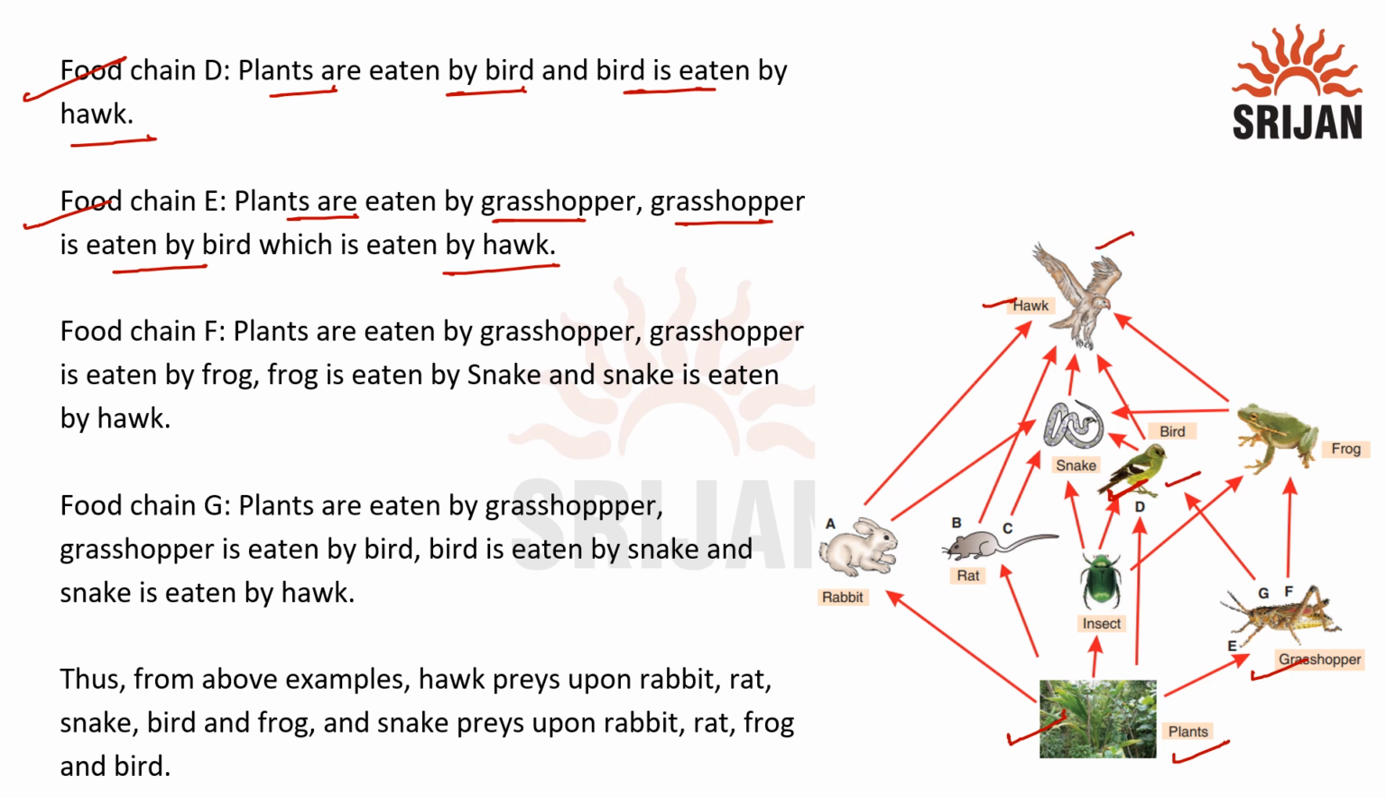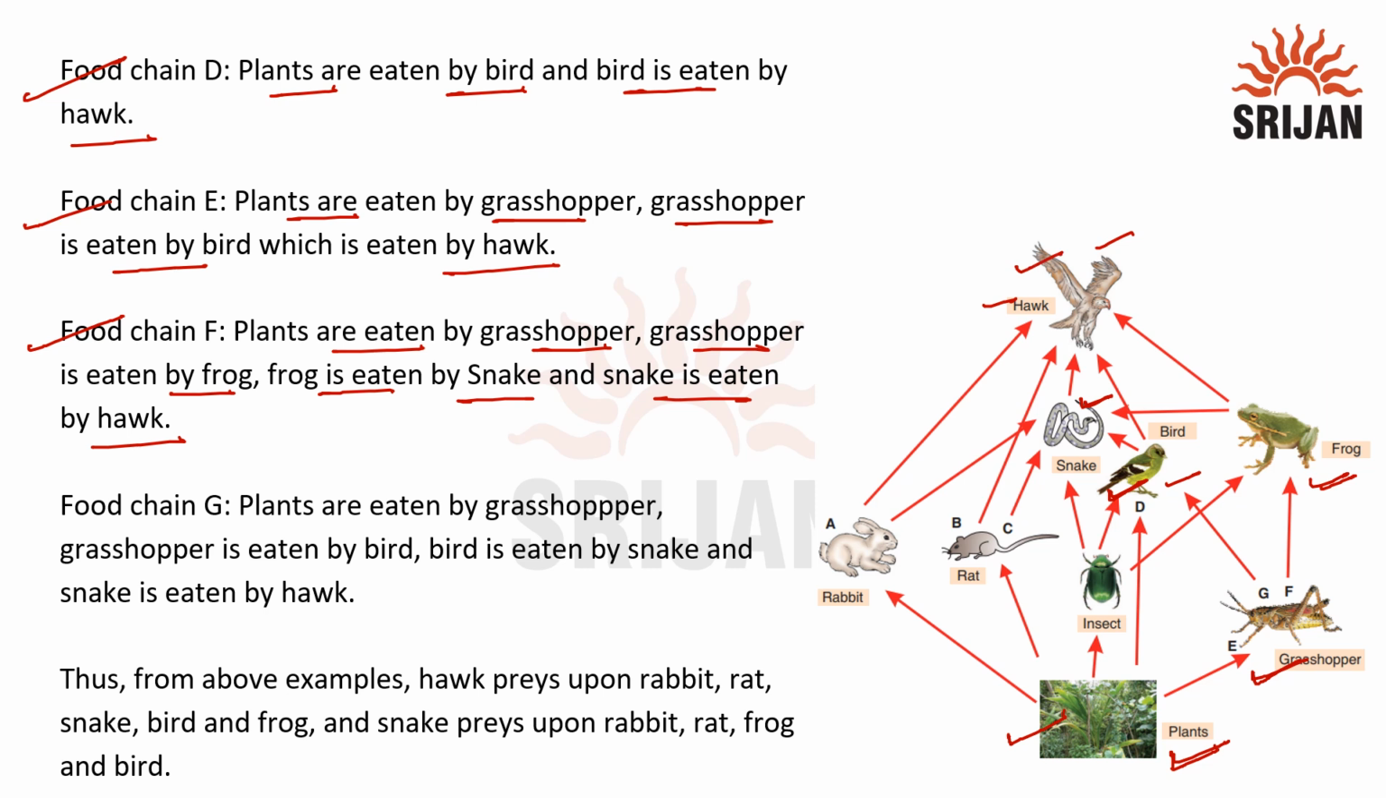Then we have food chain F, where plant is eaten by grasshopper, grasshopper is eaten by frog, frog is eaten by snake, and snake is eaten by hawk. Let's observe it. Plant eaten by grasshopper, grasshopper eaten by frog, frog eaten by snake, and snake is eaten by hawk.